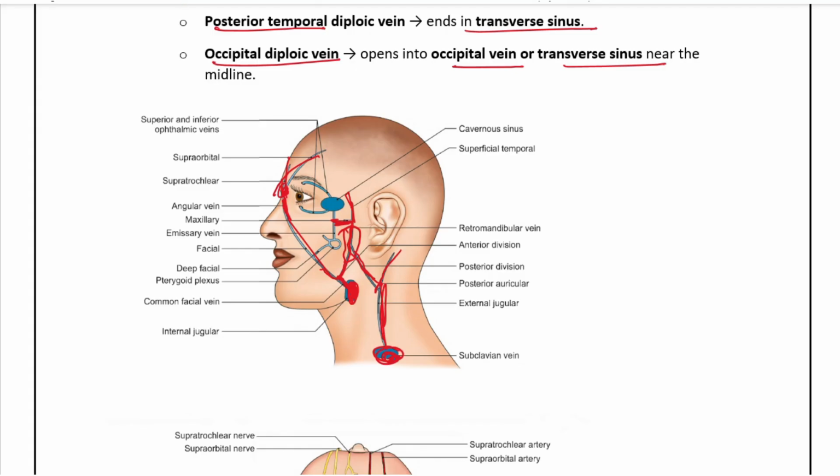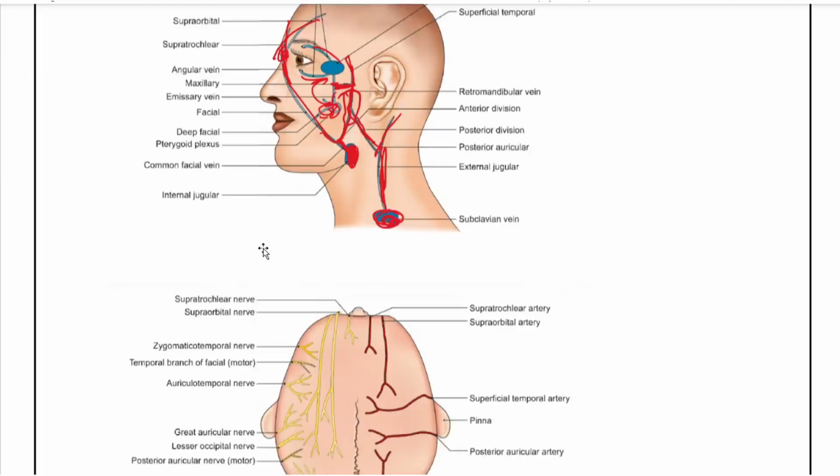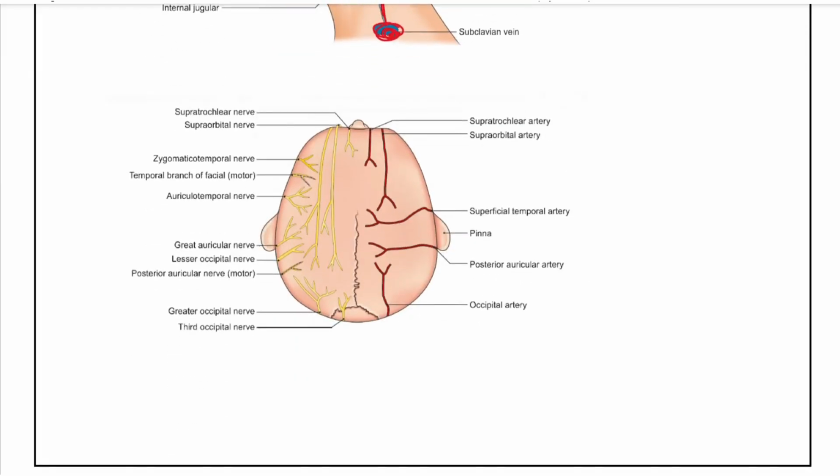These are the main vessels. Then you have the small emissary veins here and there. Okay, and these are your ophthalmic veins. Coming to the arterial supply, we have supratrochlear, supraorbital, superficial temporal, the posterior auricular artery and the occipital. Okay.